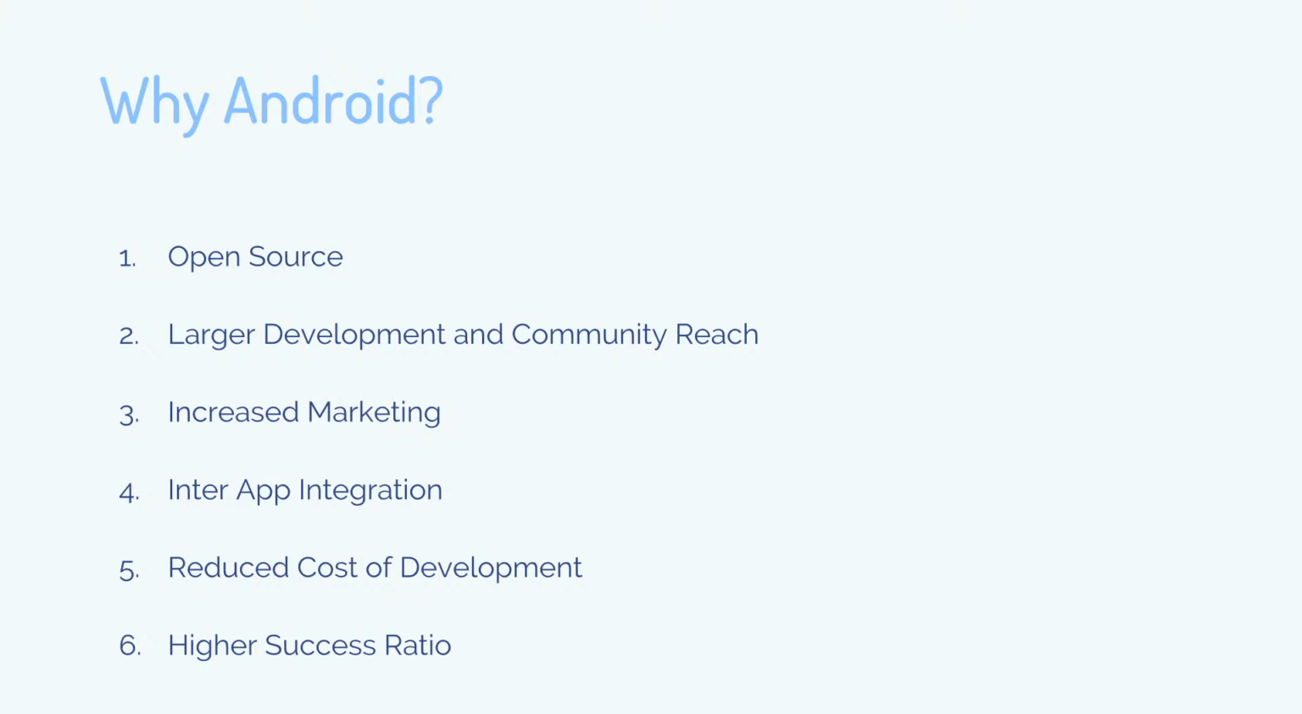Inter-app integration means that although it is a Google-based company, Google does not restrict third-party apps, it allows all the apps. For example, if you click any link in WhatsApp, it will move on to a web browser or YouTube. So the apps communicate through inter-app integration. Then reduced cost of development and a higher success ratio. That is why we are using Android.